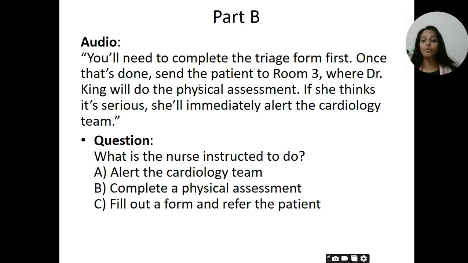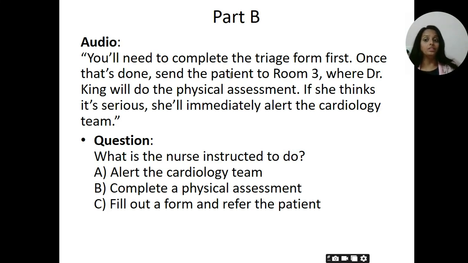And here's your question. What is the nurse instructed to do? And you have three options here. Option A, alert the cardiology team. Option B, complete a physical assessment. And option C, fill out a form and refer the patient.